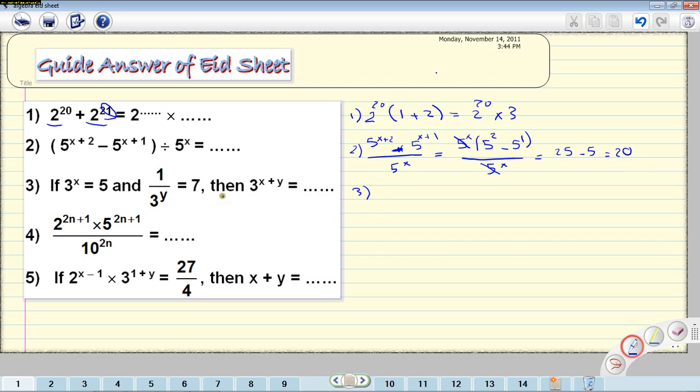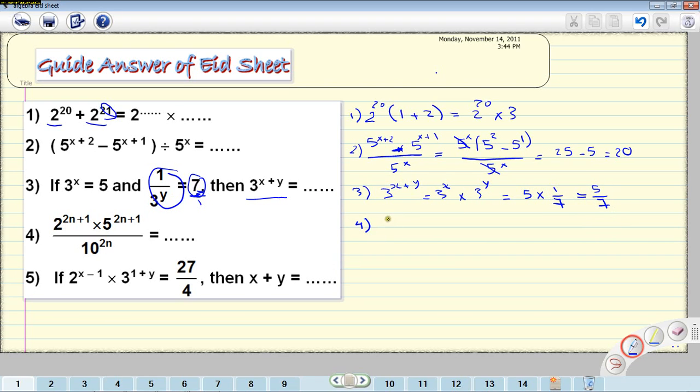Number 3. It says 3 to the power x equals 5 and 1 over 3 to the power y equals 7. I want to get 3 to the power x plus y. 3 to the power x plus y means 3 to the power of x times 3 to the power of y. So 3 to the power of x is 5, multiplied by 3 to the power of y, which is 1 over 7, because 1 over 3 to the power of y equals 7. If I switch this upside down, the 7 upside down, which is 7 over 1, it will be 1 over 7. The answer will be 5 over 7.